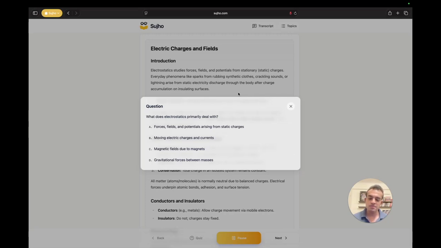You're right. Electrostatics deals with electric charges, not magnets or gravity. So we can eliminate C and D. Now look at A and B. What's the key difference between static charges and moving charges?